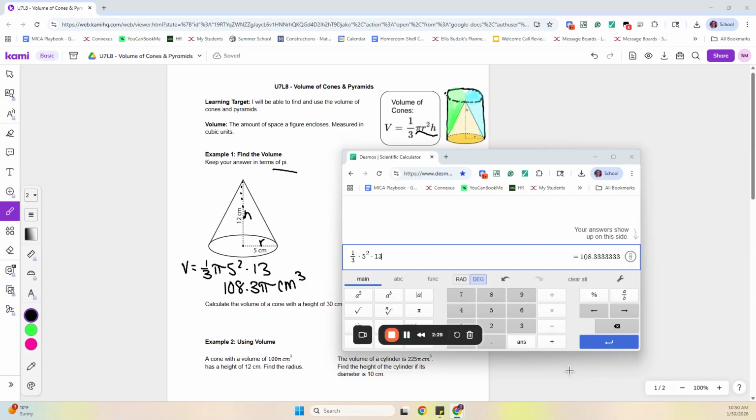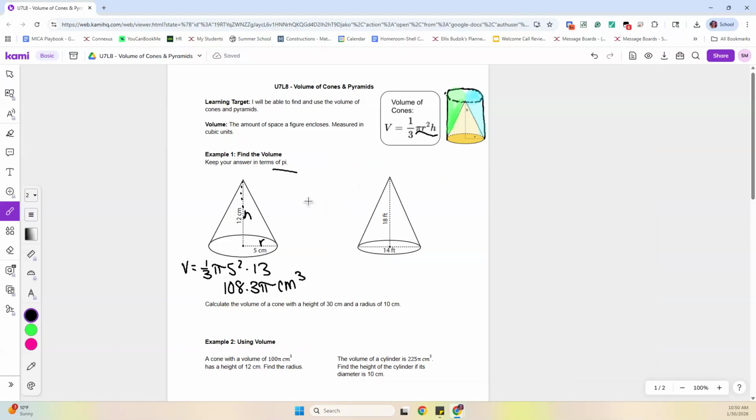So if I go back to my Desmos calculator and make this a fraction, 325 over 3 is also valid. Or 325 over 3 pi centimeters cubed for this first one. So either answer would be okay.